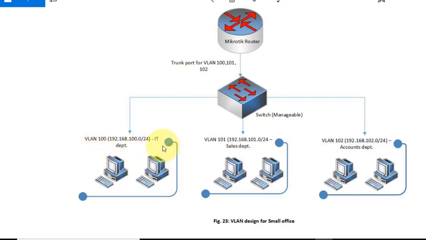So this network will communicate with this network only if there is a router. Otherwise, it cannot communicate with other devices on a different VLAN. So we will create a trunk that will carry traffic from three VLANs: VLAN 100, VLAN 101, and VLAN 102. This port will be a trunk, and this port will be an access port, or we can call it an untagged port in RouterOS.